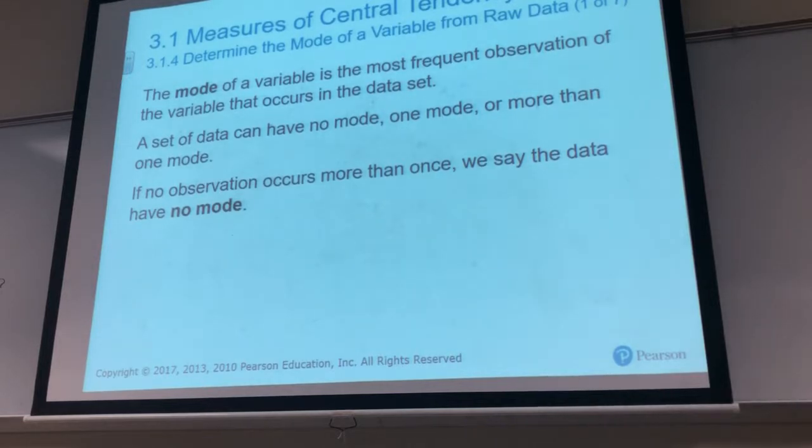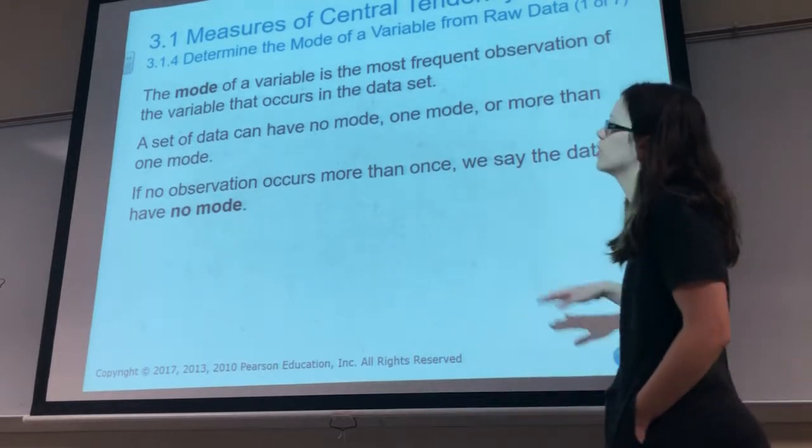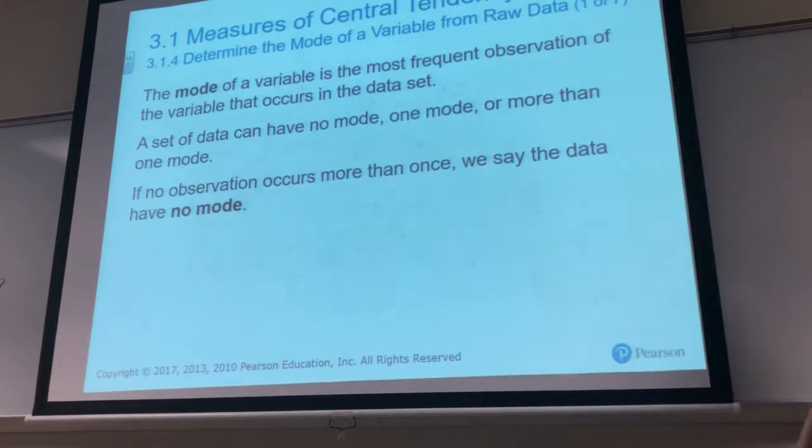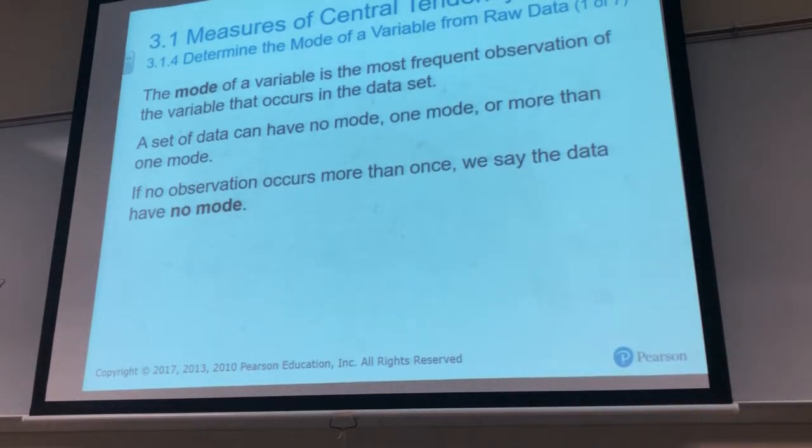The mode is going to be the most frequent observation that you see in your data set, so it's the one that happens most often. When you're looking for your mode, you can have no mode, so if everything has the same frequency, like everything shows up just one time, you'd say no mode. If you've got one value that happens more than the other ones, you'll say there's just one mode. If you have two values that are tied, then you'll have two modes.